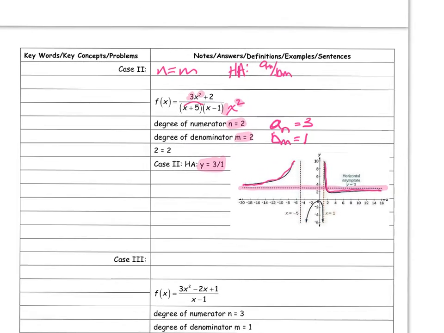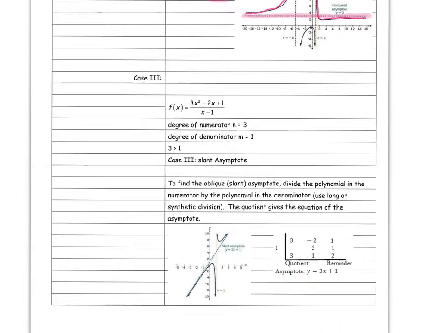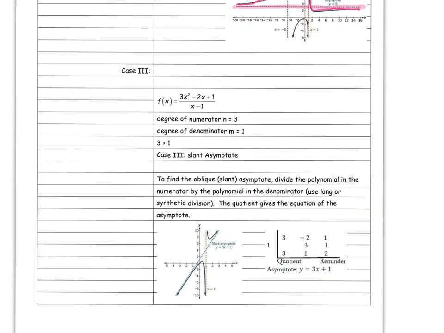Okay, and then we have the third case. And the third case is when n is greater than m. So again, I'm looking for the degree. So the degree of this one is 2. Oh, and I put 3. See, I knew something was wrong. So the degree of that is 2. And the degree of the bottom is 1. Okay. So that means that 2 is greater than 1. That means I don't have a horizontal asymptote. I have a slant asymptote.